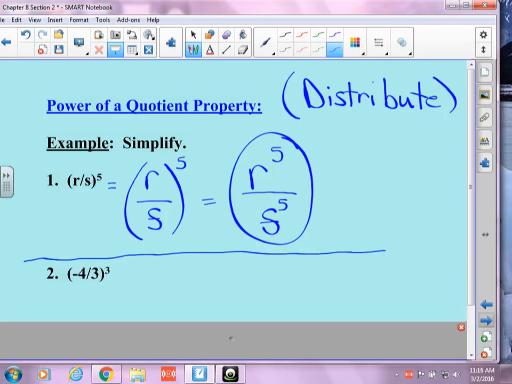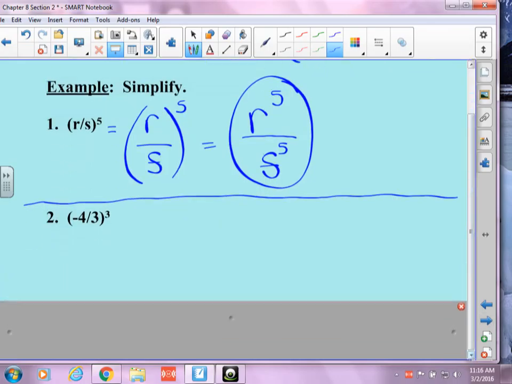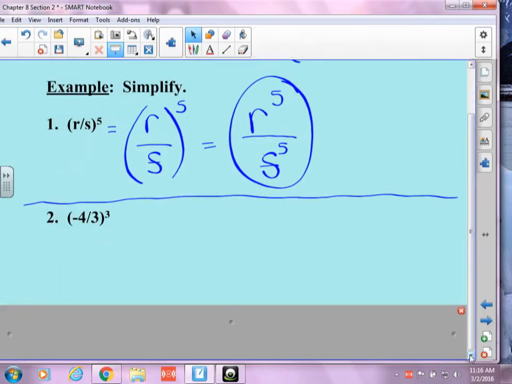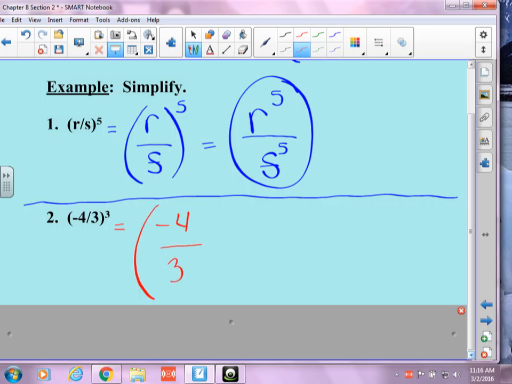And again, these rules seem really, really easy at first, but when you combine them with a lot, it becomes more confusing. All right, let's take a look at this next one. You're going to notice that it's -4/3. So again, I'm going to rewrite it. Make sure you use the lines on your paper. Now, -4, I'm going to put in parentheses, but the 3, I don't have to. I could, but I don't have to.